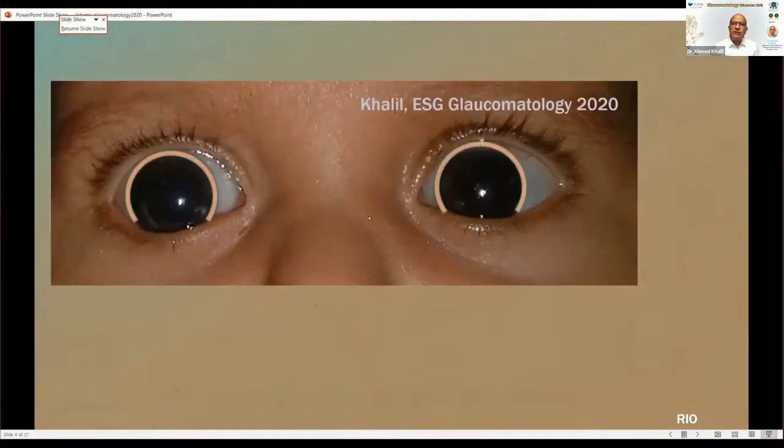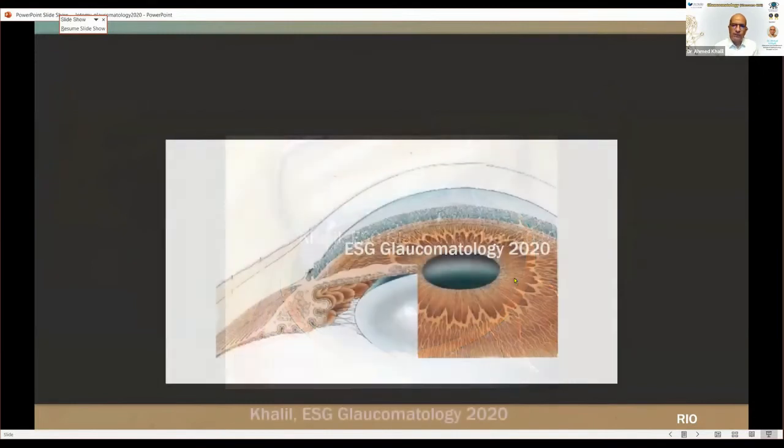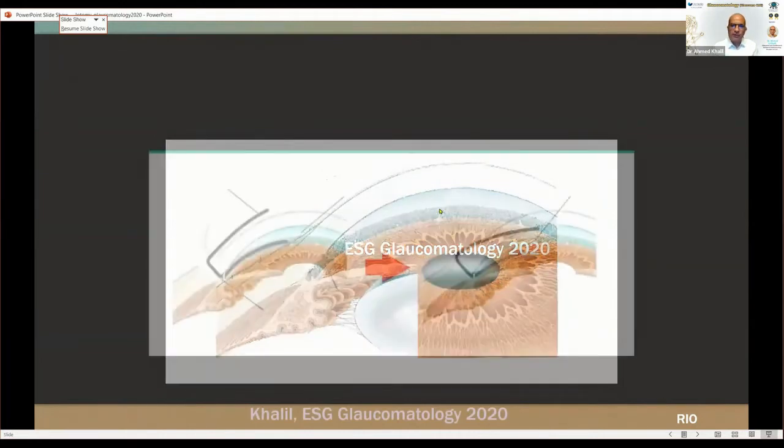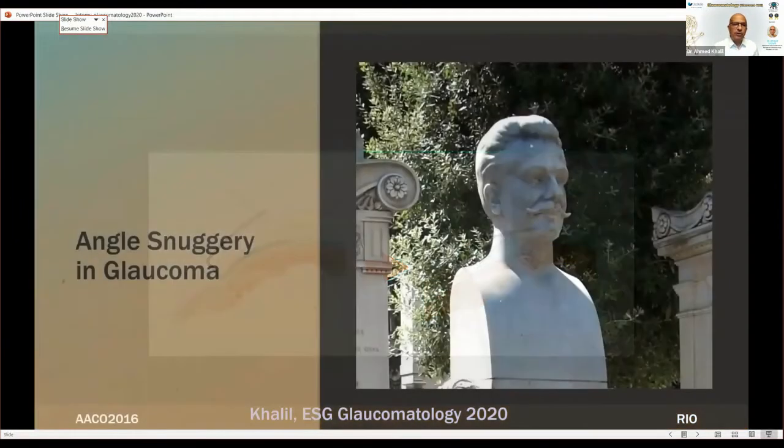So this is the Schlemm's canal representation around the eye, and the aqueous veins draining from these Schlemm's canals. So we have the pathology between this canal of Schlemm and the anterior chamber. So we would like to go in and sever this tissue, which is the trabecular meshwork. And we can do this with trabeculotomy.